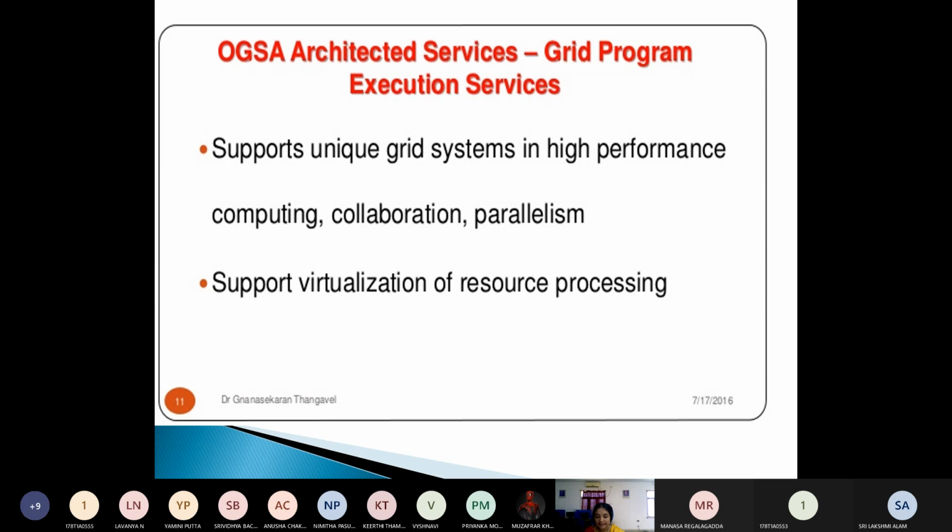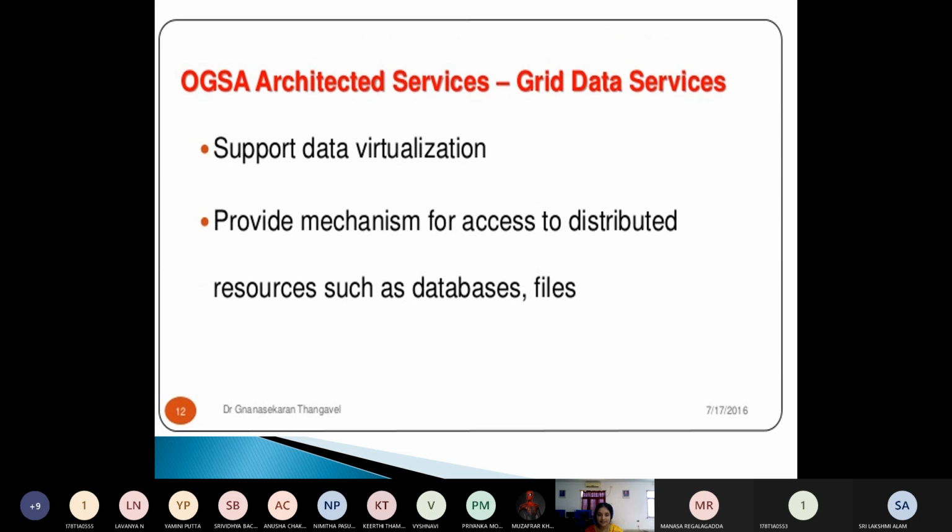What is meant by grid data services? The next one is grid data services. It supports data virtualization and provides the mechanism to access distributed resources such as databases and files.